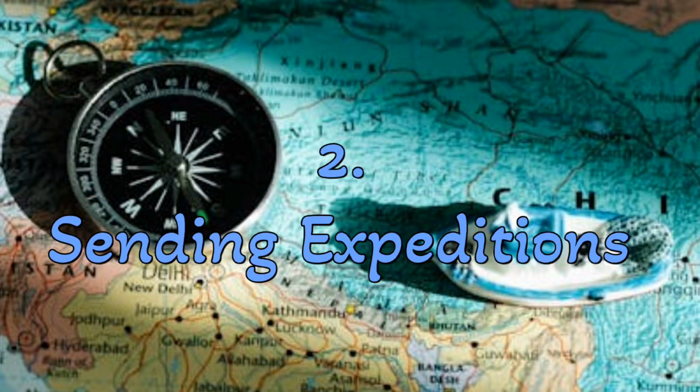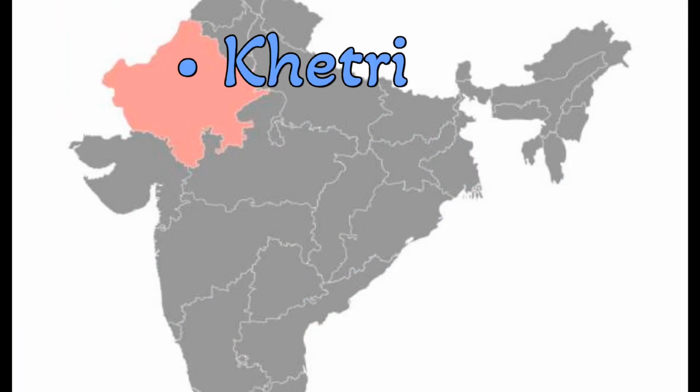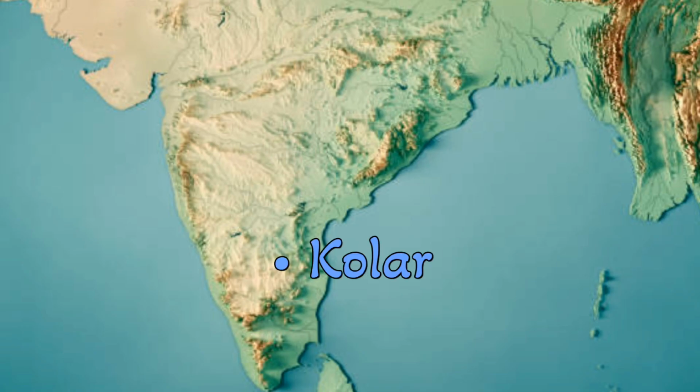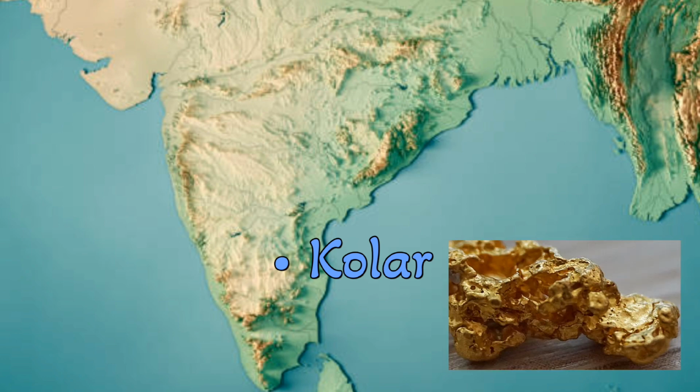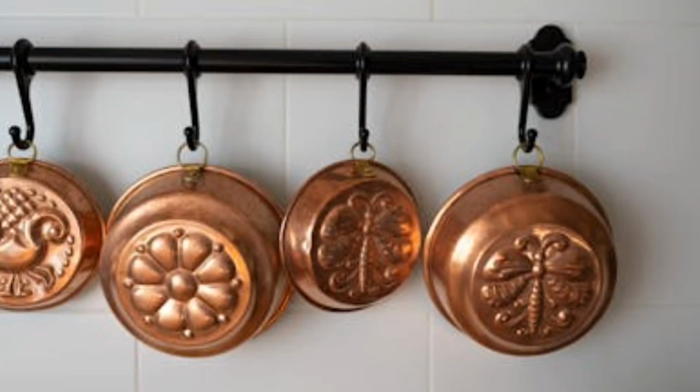The second strategy was sending expeditions, such as they used to send expeditions to the Khetri region of Rajasthan for copper and to Kolar in Karnataka, South India for gold. The third strategy was contact with distant lands. Recent archaeological finds suggest that copper was also probably brought from Oman.